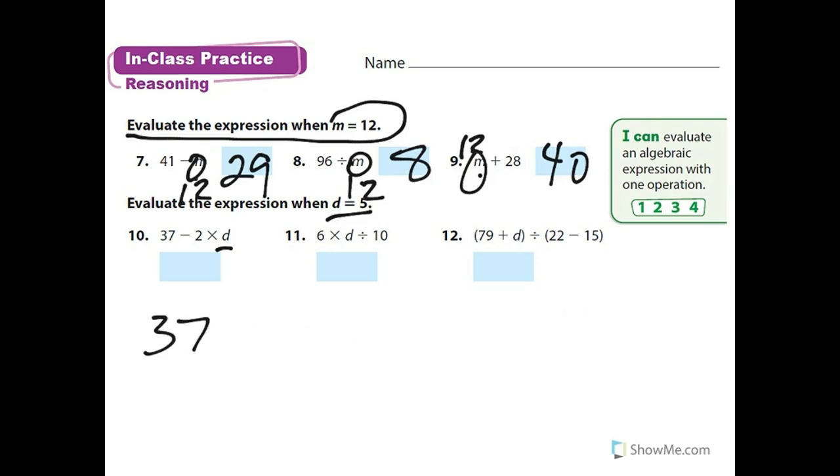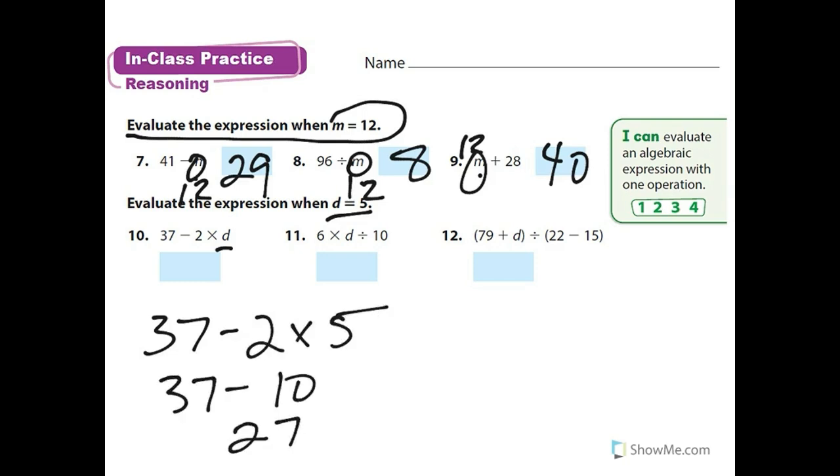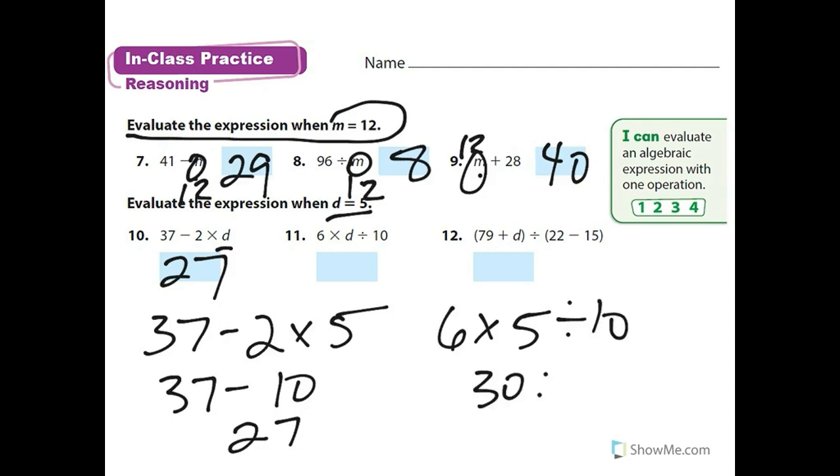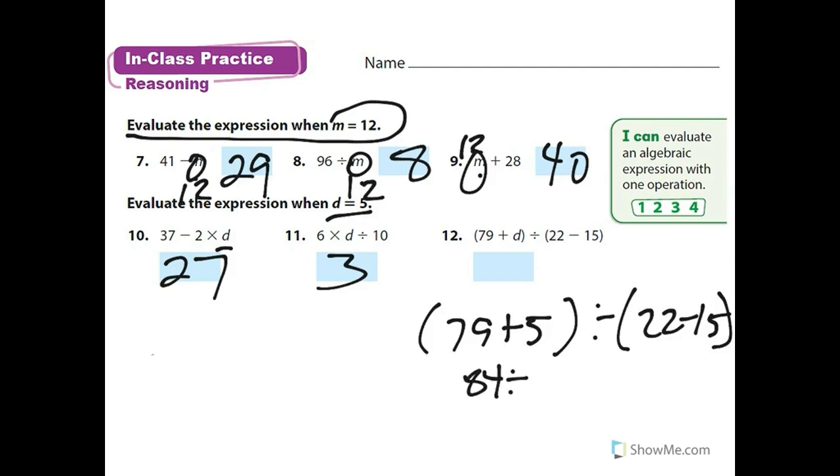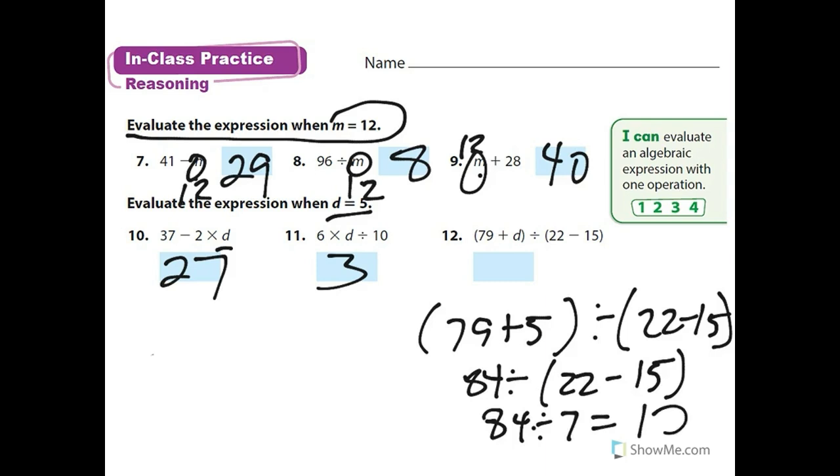All right, so 37 minus 2 times 5. 37 minus 10 is 27. 6 times 5 divided by 10. 30 divided by 10 is going to be 3. 79 plus 5 divided by 22 minus 15 is going to be 84 divided by 22 minus 15, which is 84 divided by 7, which is 12.